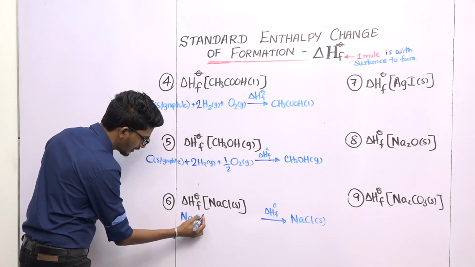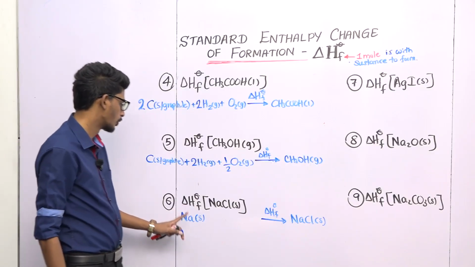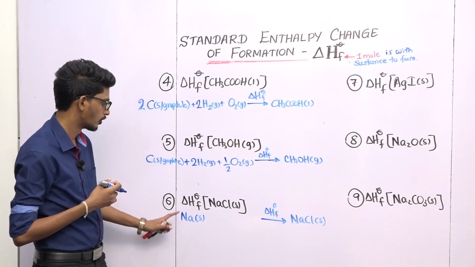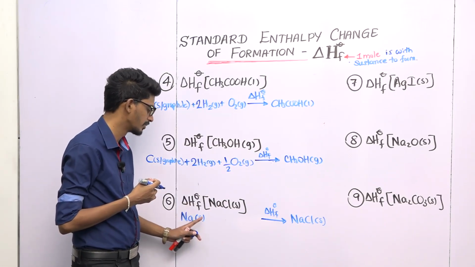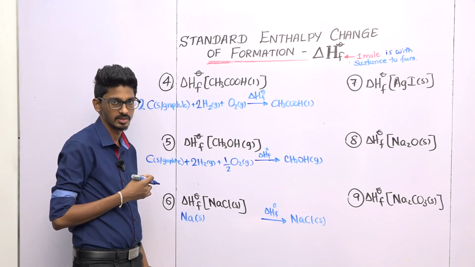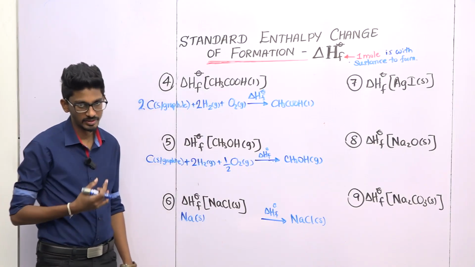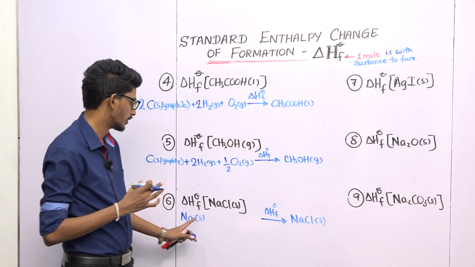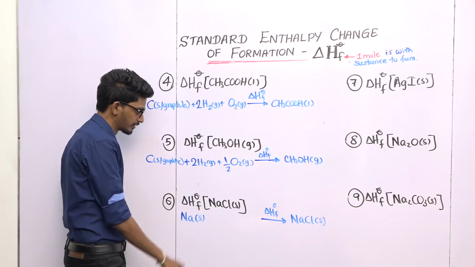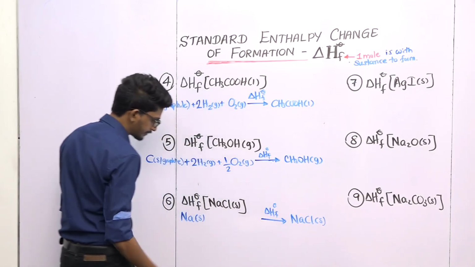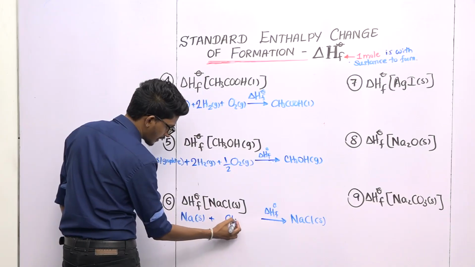solid. Other than mercury, all the metals will appear as monoatomic solids, right? Only mercury will appear as a liquid. And those are the reference forms, right? And for chlorine, the reference form is Cl2 gas.